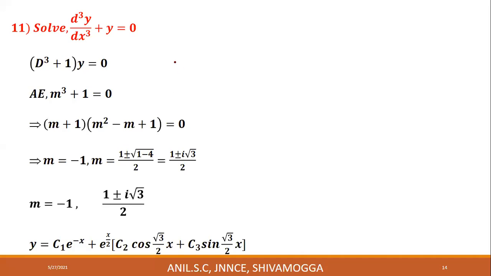We solved a similar problem, correct? We already solved a similar problem, d cube y by dx cube minus y is equal to 0. So you take this problem as homework, or try this one by yourselves at your home. If you find any difficulties, you can ask tomorrow. D cube y by dx cube plus y is equal to 0. Try to solve this one by yourselves at your home. If you do not get the answer, inform me, and I will solve this tomorrow. You note down this problem or take a screenshot of this along with the solution.